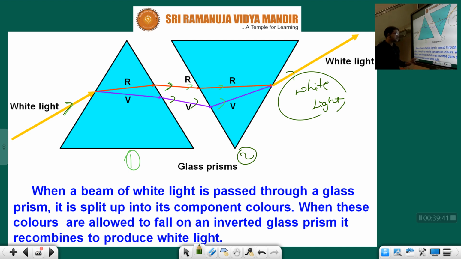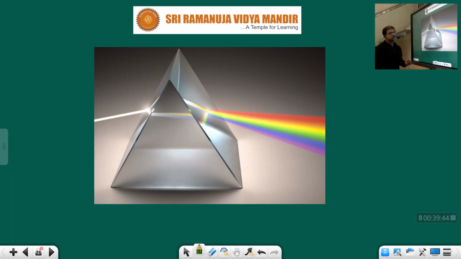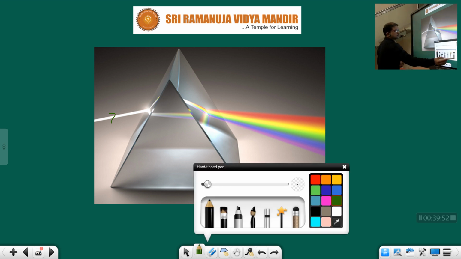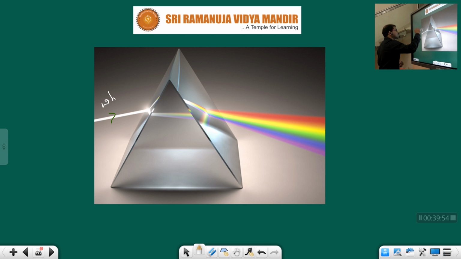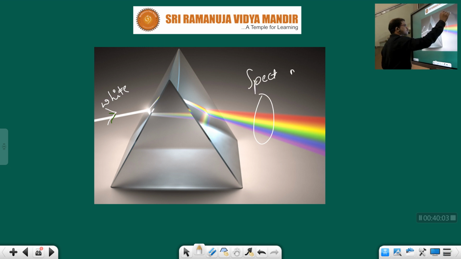Next. See children, this is the practical setup which we use to observe. This one is a white light. And this one is what? Spectrum. Okay, that is the spectrum. Okay, children.